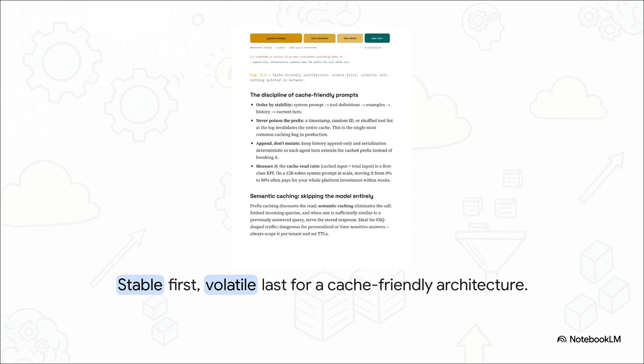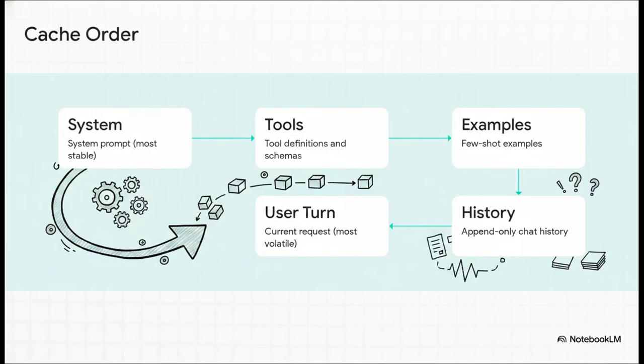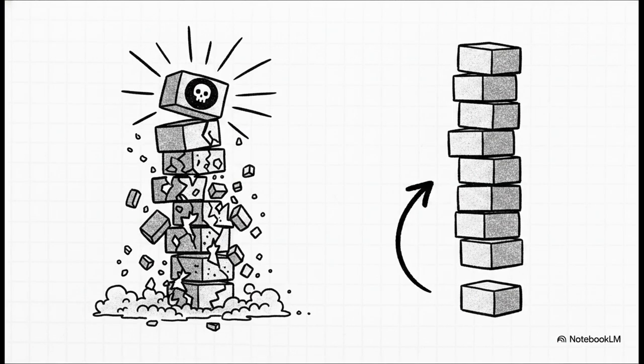of rereading everything. So the golden rule here, you absolutely must order your prompt elements from most stable to most volatile. If you want to lock in that massive discount, you need to structure things in a very specific way. Step 1, your system prompt. This should almost never change. Step 2, tool definitions and schemas. Step 3, few-shot examples. Step 4, the conversation history, which crucially should be append only. And finally, Step 5, the current user turn, which is naturally the most volatile piece of the entire puzzle. So the crucial point to take away is this: never, ever poison the prefix.